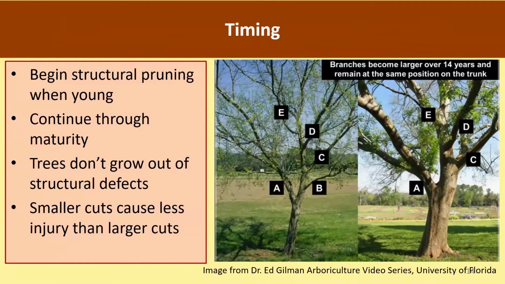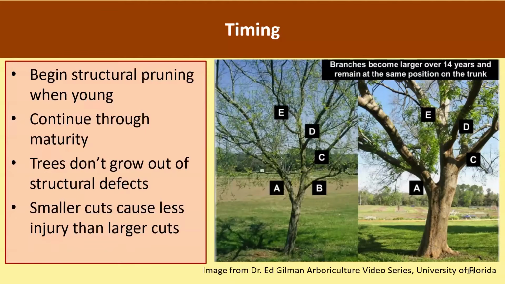Now, when do we prune for structure? The answer is begin when the tree is young and continue through its life. This doesn't mean that you need to be pruning every year, but you should be looking at the tree at least once a year just to spot problems and make a correction if you see something. There are two reasons we want to begin young. The first one is trees do not grow out of problems. So if you have a young tree that has a structural issue, as it gets older, the issue will continue to be there and the small problem becomes a bigger problem.